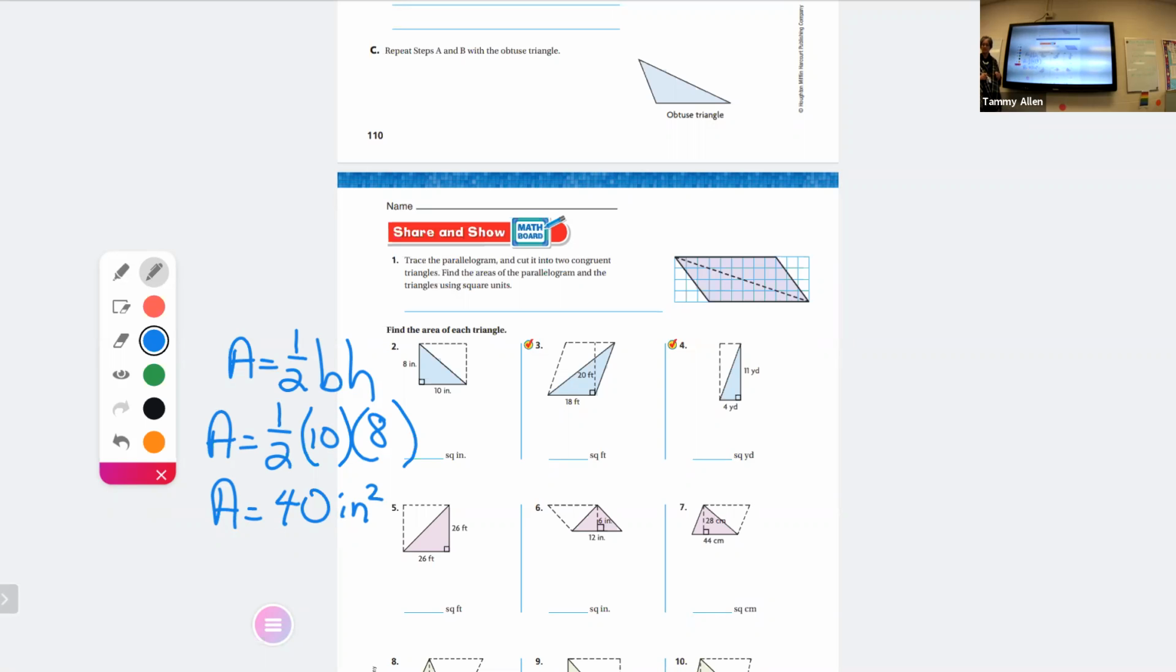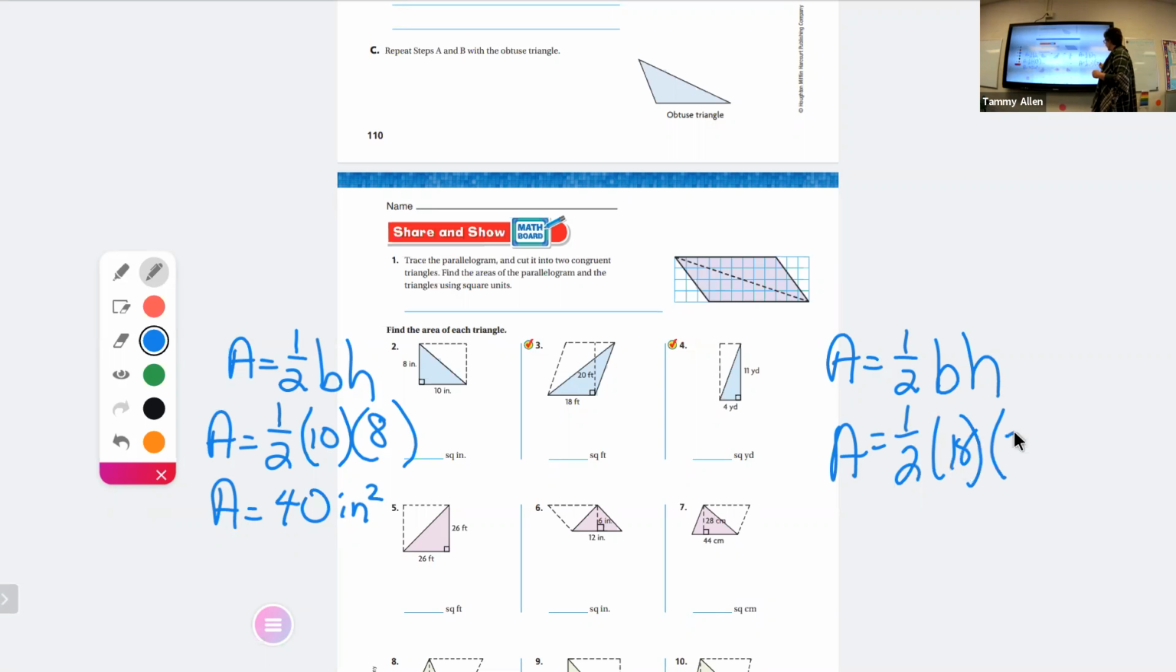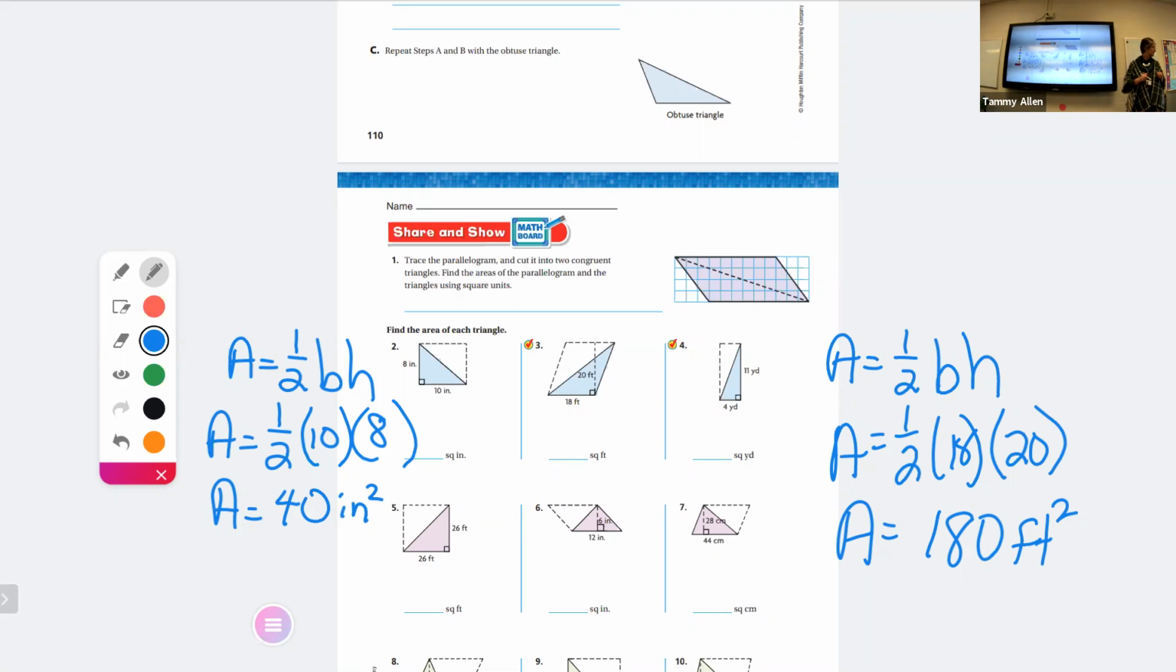Does that make sense? Okay. When I look at number 3, number 3 is an obtuse triangle. I still use area equals 1/2 base times height. Area equals 1/2. The base is 18. The height is 20. Well, for me, I would do half of 20 is 10. And 10 times 18 is 180, and it is square feet. Does that make sense?